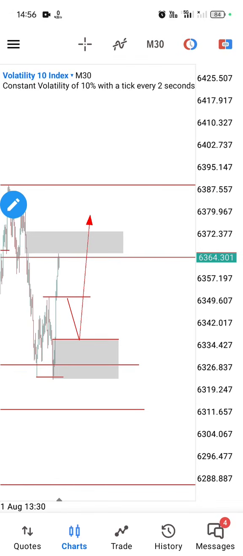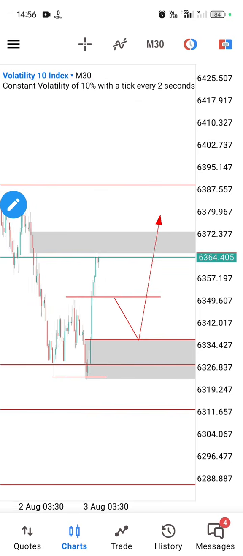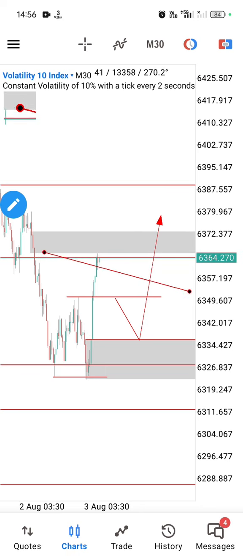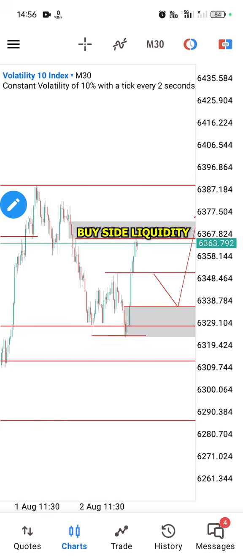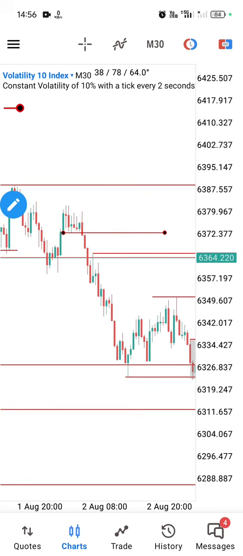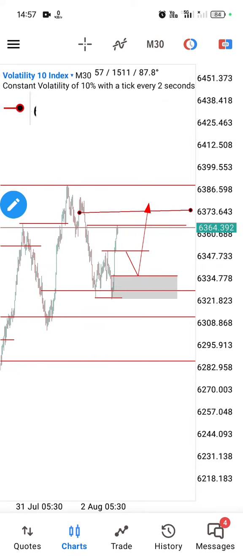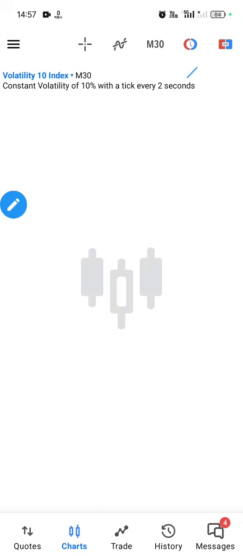So if price reaches that imbalance, it's going to sell from there, and you can see it's coupled with a buy side or internal buy side liquidity right there. So it's sort of going to do a liquidity grab, fill the imbalance, hit the 30-minute order block, and then return back down where we're going to be buying at.